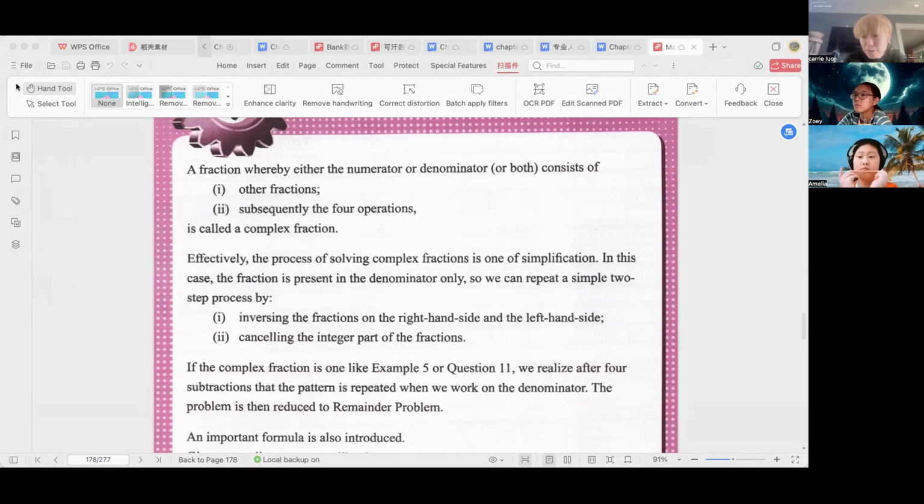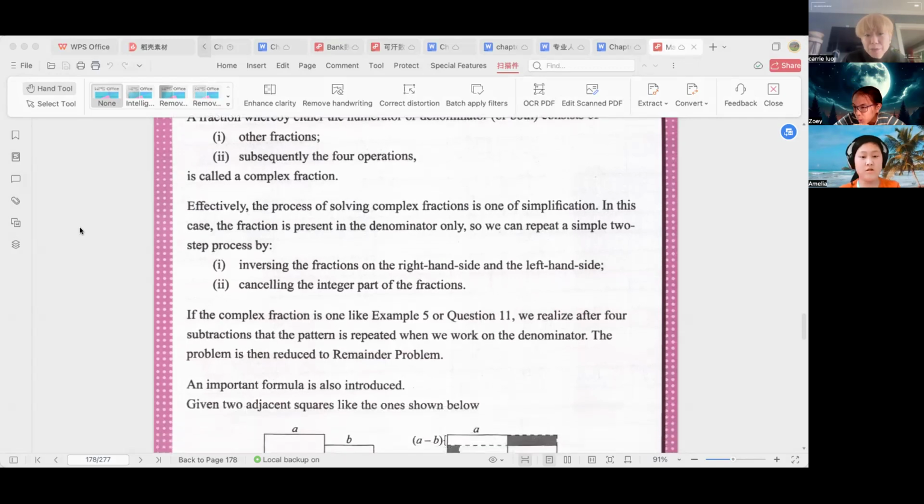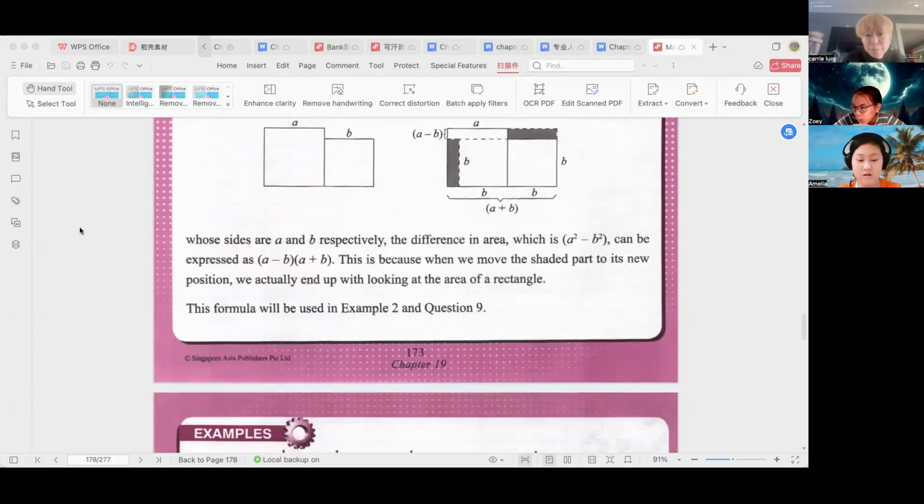Understand? So effectively, the process of solving complex fractions is one of simplification. In this case, the fraction is present in the denominator only. So we can repeat a simple two-step process: first, inverting the fractions on the right-hand side and left-hand side, or canceling the integer part of the fractions. If the complex fraction is like the example, we don't have to do that.